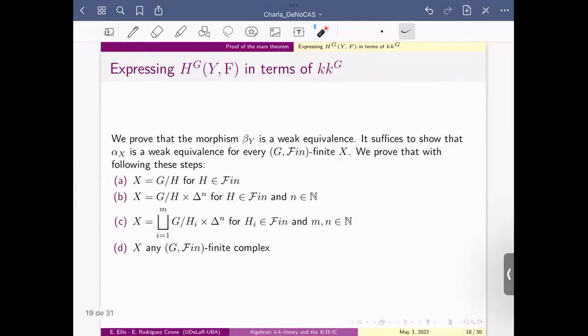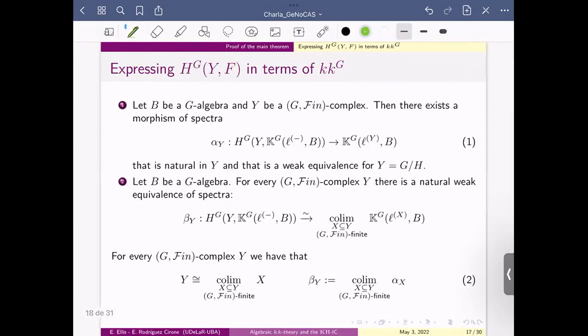How do we prove that? We prove that this is a weak equivalence in 4 steps. Then we prove that this map is a weak equivalence for every G-finite X. And we start with the simplest simplicial set, which is by construction. Actually in this construction, alpha X is a weak equivalence in this case, almost.